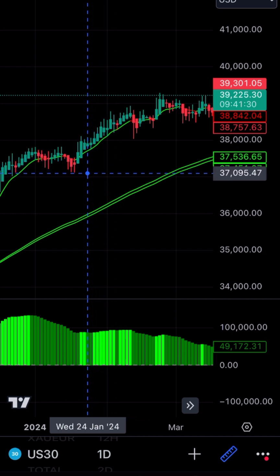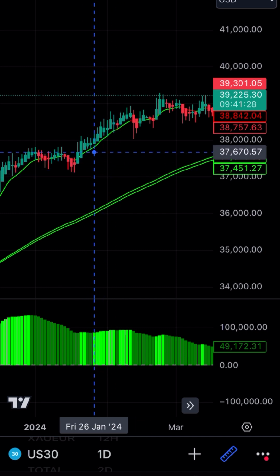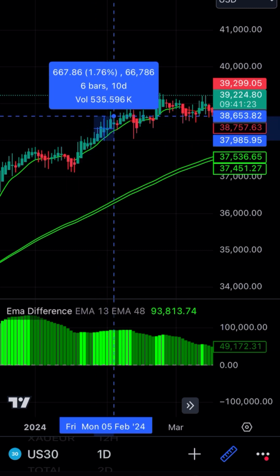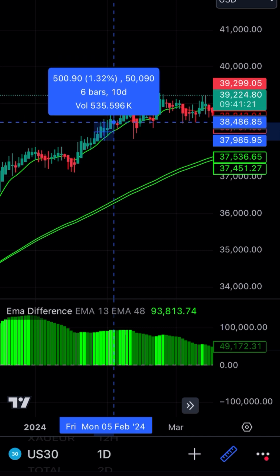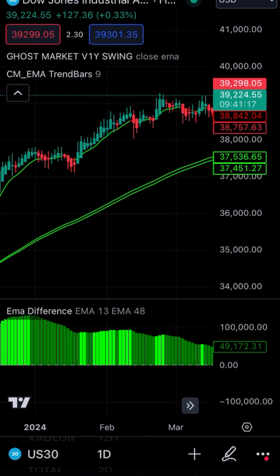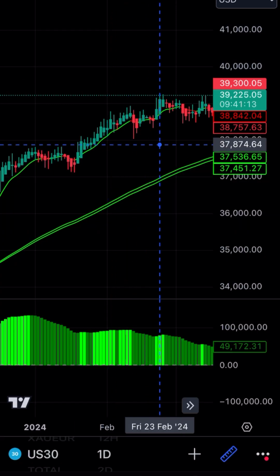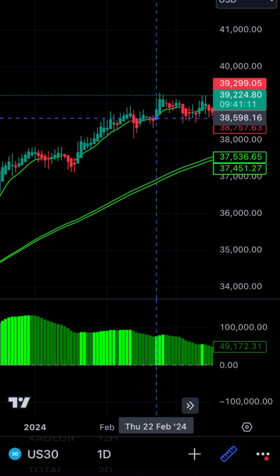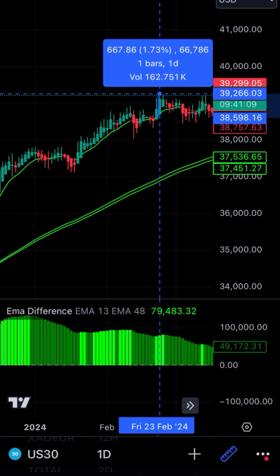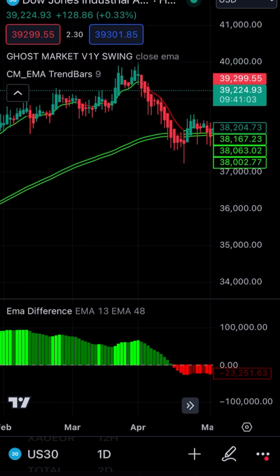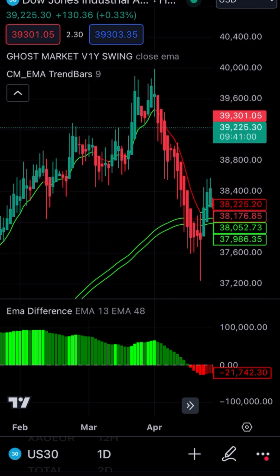Then it goes into a dark green, and we don't pay attention to that. We wait for it to turn light green again. So you would get in your trade again right about here, and you'd stay in it until it prints out a dark green again. Right about here, this is $500 in 10 days. And then you got a moment right here. This is 2 to 3 days, it looks like. Right here, well, actually, it's about 5 days, $482.